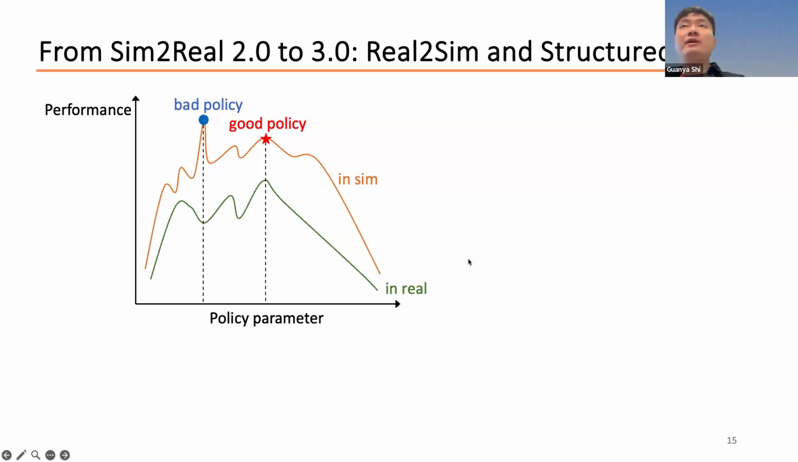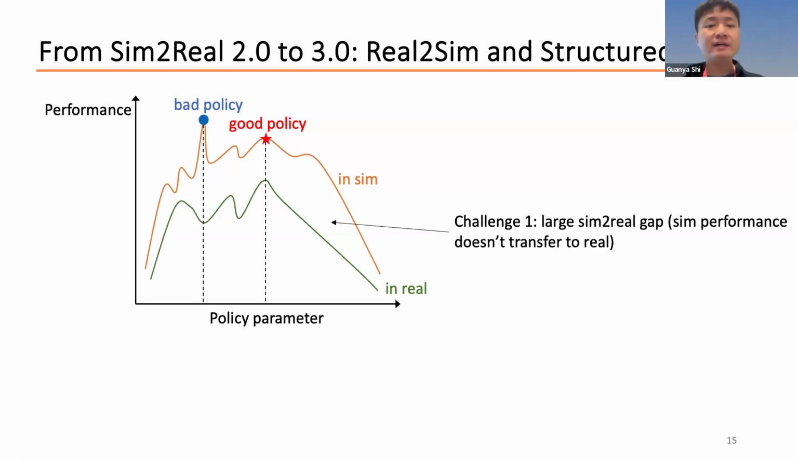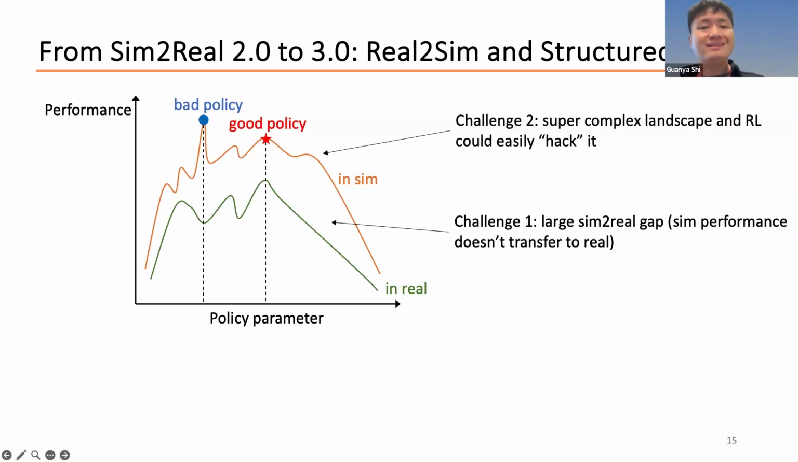This is literally what happens in Sim2Real. So to summarize, there are two challenges. Challenge number one is a very large Sim2Real gap, meaning that the gap between the orange curve and the green curve is huge. Challenge two is that this landscape is very nasty, and reinforcement learning could easily hack it, right? It could easily give you a solution that looks okay or very good in simulation, but is horrible in the real world.